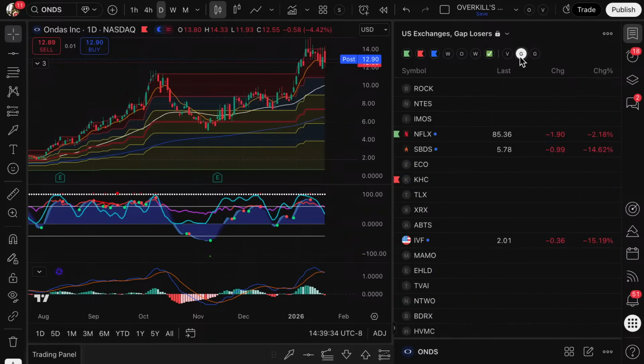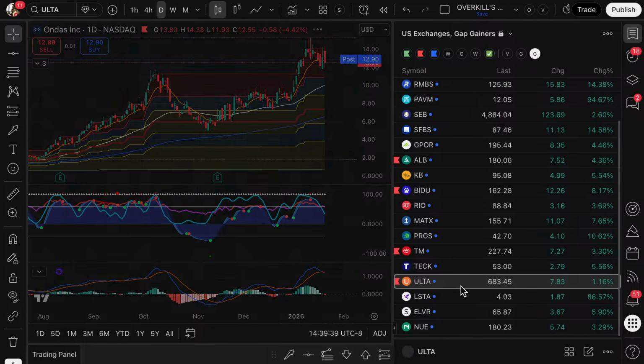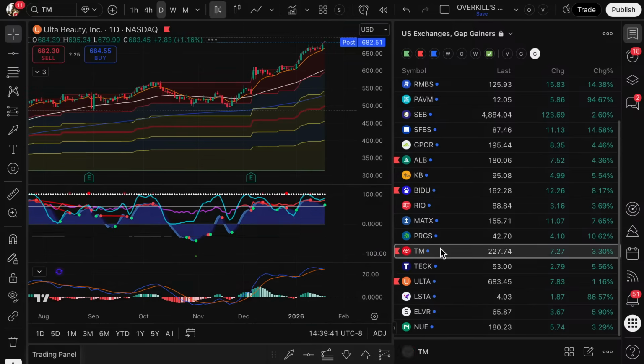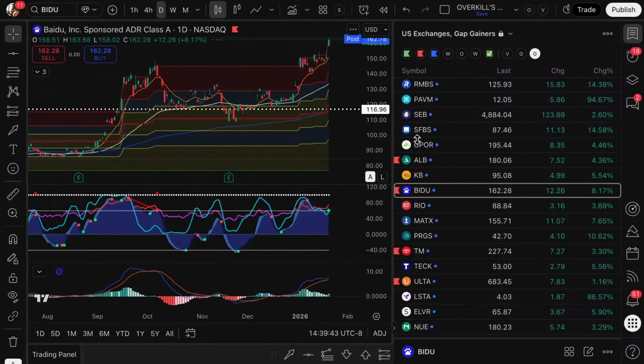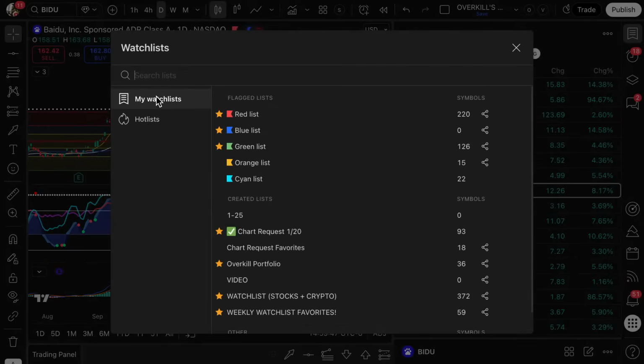I really like the ones that gap up, especially if they're in my portfolio, because that tells me, hey, this thing's gapping up. Like Ulta, not my thing. Baidu, but check out that hot list. Go to Open Lists over here, and you're probably on my watch list.